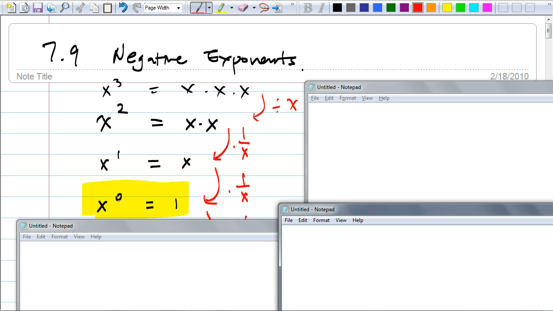Guess what a lot of people make a mistake in? They say something to the 0 power is 0. That's not correct. Right? Something to the 0 power is always going to be 1 except for 0.